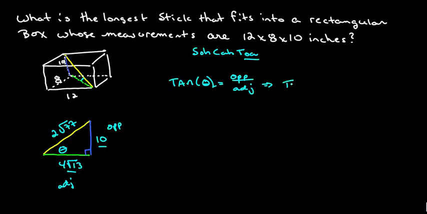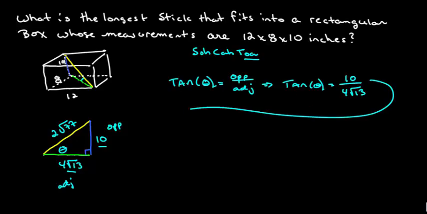So that implies that the tangent of theta, let's actually grab those values. So the tangent is going to be the opposite over the adjacent. Now here, we need to solve for theta. So we're going to use the arc tangent of 10 over 4 times the square root of 13.